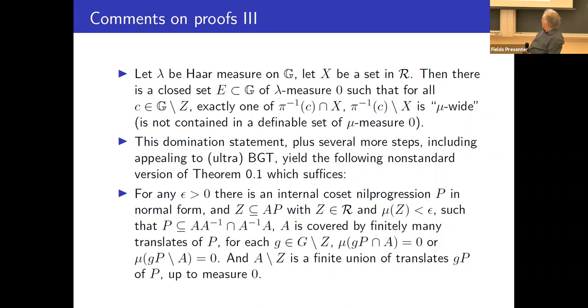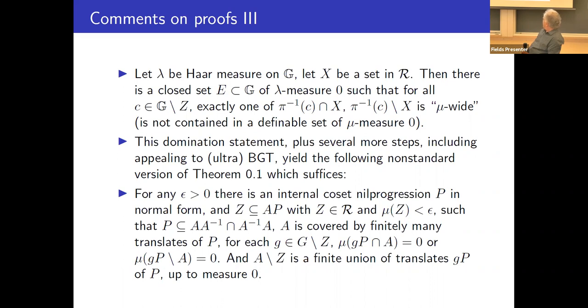For any epsilon, there's an internal coset nil progression P in normal form inside G. So we're upstairs. The notion of coset progression makes sense in the non-standard universe. And there's a Z in your ring with the measure of Z small, and such that P contains A^{-1}A, and A is covered by finitely many translates of P.